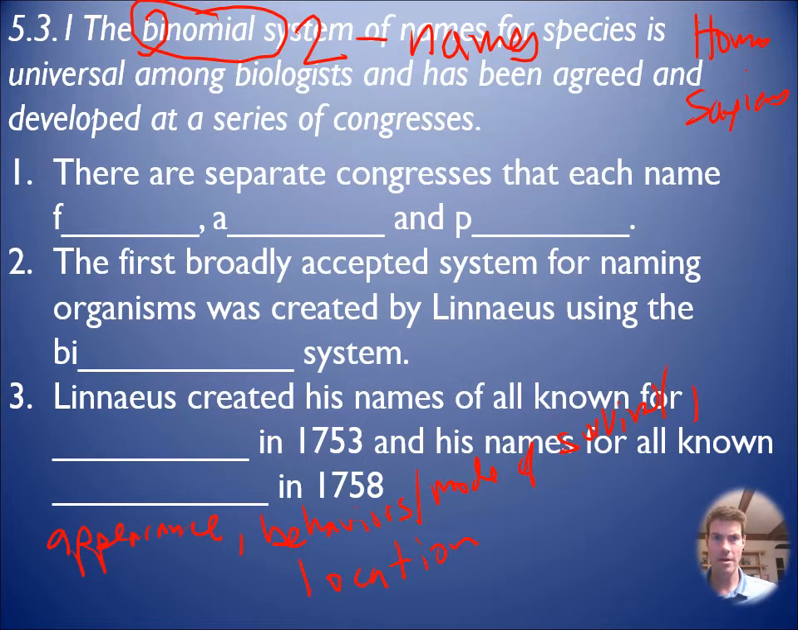So there are separate congresses, what they're called, that named fungi, animals, and plants. This was back a long time ago. Okay, so you need to separate those three groups. And this person named Linnaeus came up with this binomial system. So binomial system.